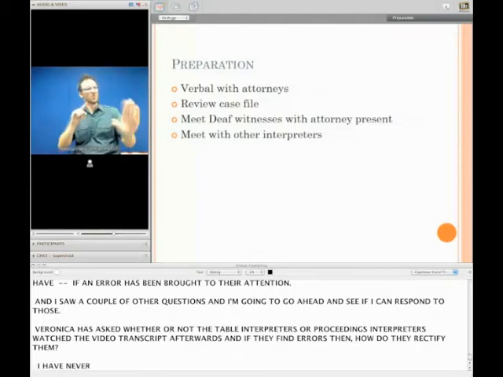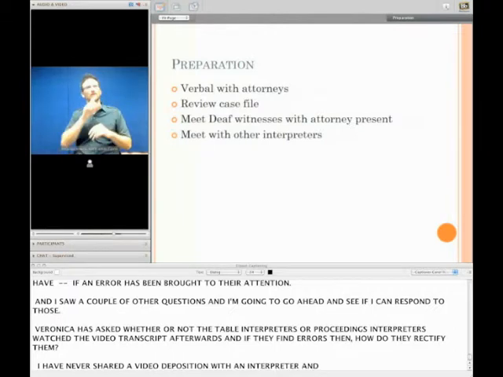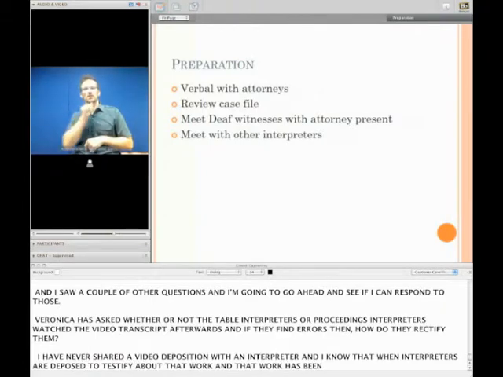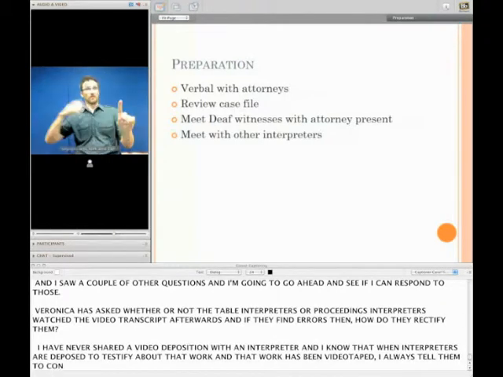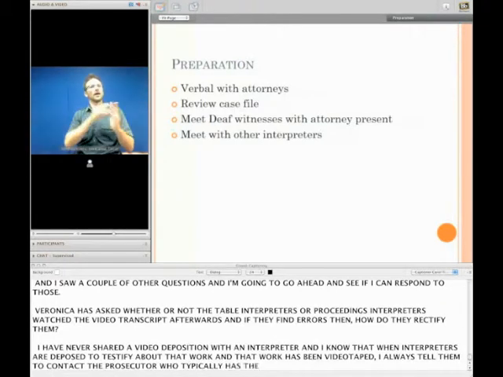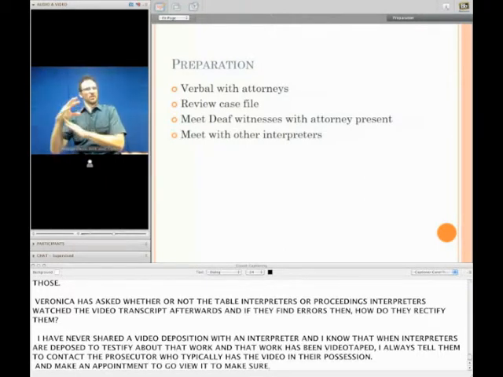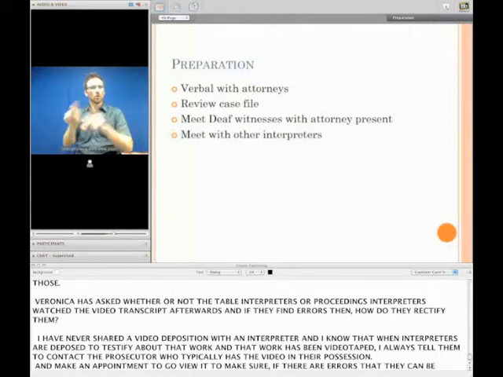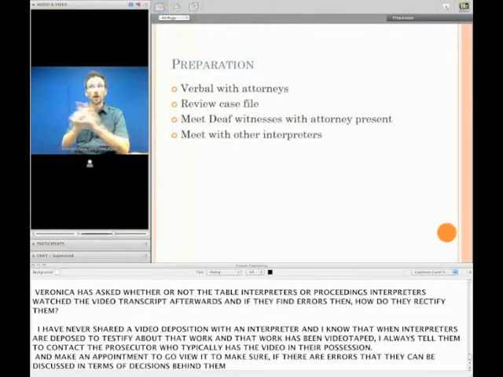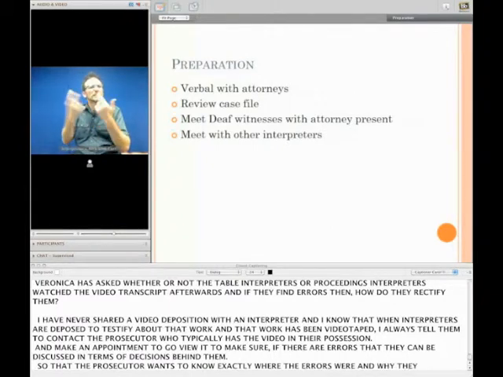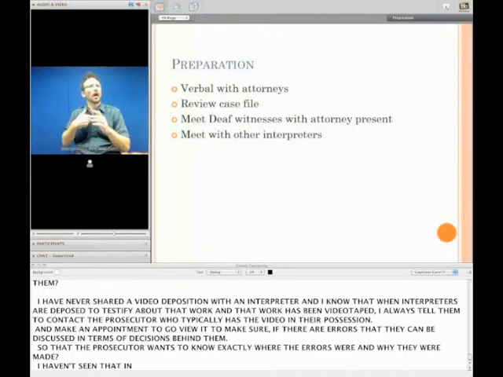I do know that when interpreters are subpoenaed to testify about work, usually in a criminal context, and that work has been videotaped, I always tell them to contact the prosecutor, who typically has the video in their possession, and make an appointment to go view it to make sure if there are errors, they can be discussed in terms of the decisions behind them, so that the prosecutor wants to know exactly where the errors were and why they were made. Haven't seen that in the civil context, though, only seen it in the criminal context.